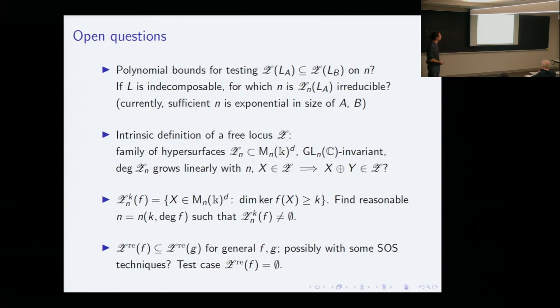And finally, in this real setting, when we look at the real free locus, as I said, we have some answers for analytic polynomials and for unsigned polynomials. The question would be whether something can be done for general f and g, maybe with some SOS techniques. And of course, the test case would be, can we characterize polynomials whose real free locus is empty? We don't have a good answer to that. Okay, and I guess that's a good place to stop. Thank you.